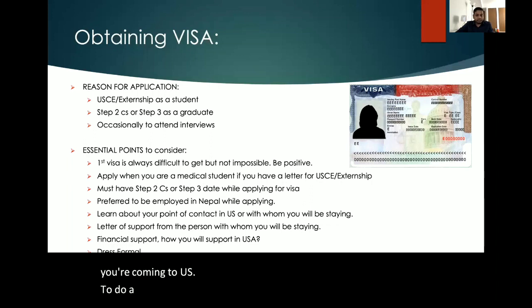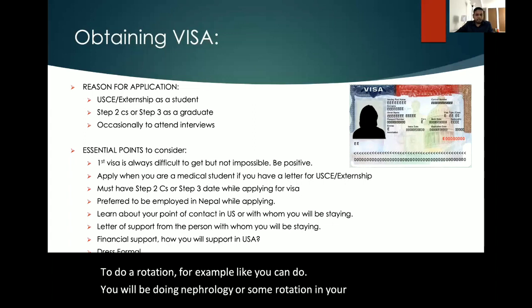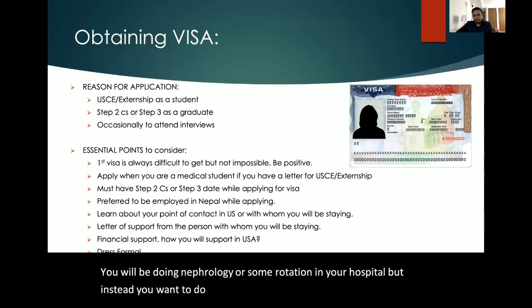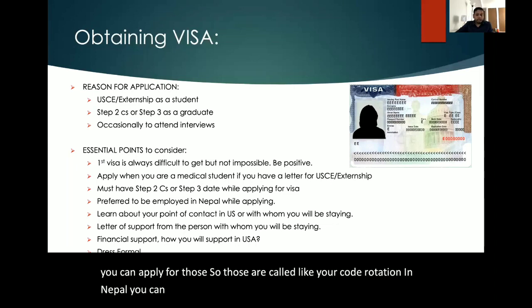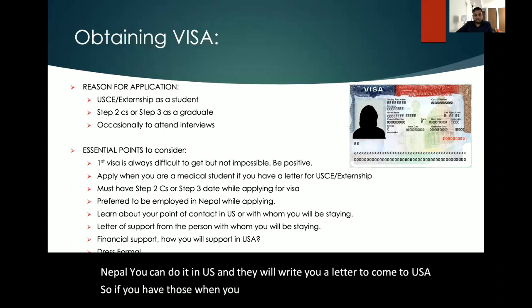Like for example, you will be doing nephrology or some rotation in your hospital, but instead you want to do a nephrology rotation in the United States. So you can apply for those. Those are called your core rotation in Nepal. You can do it in the US, and they will write you a letter to come to the US. So if you have those when you are a student, you will get a visa very easily. Those are easy things to get at that time.